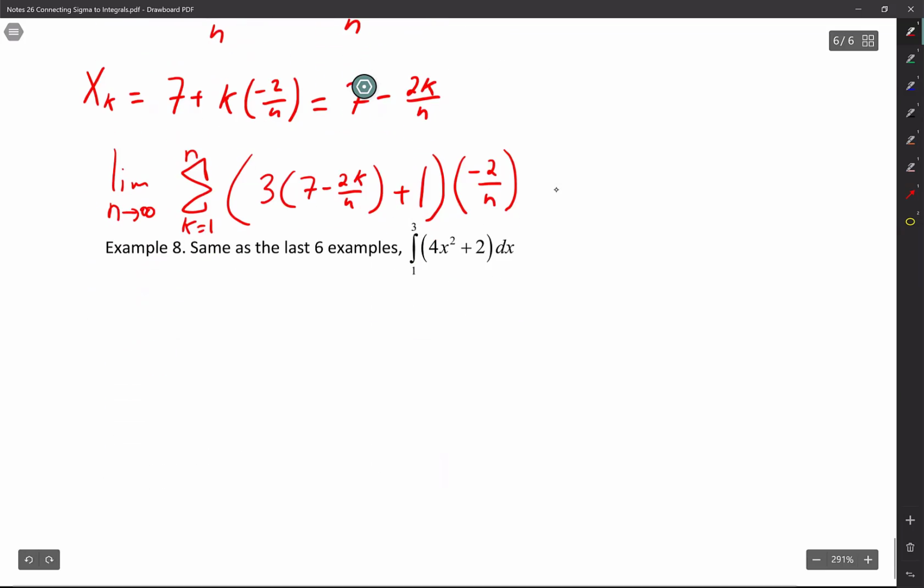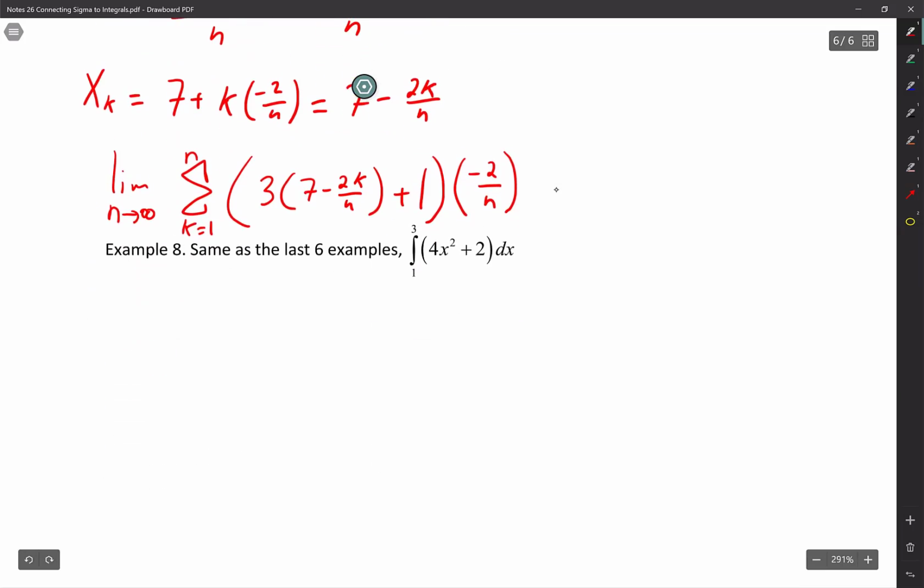All right, here we go. Last one. I need my change in x. 3 minus 1 over n, so 2 over n, where n is the number of rectangles. If they told you that they're only using 2 rectangles, then your delta x is just 1, which makes sense.